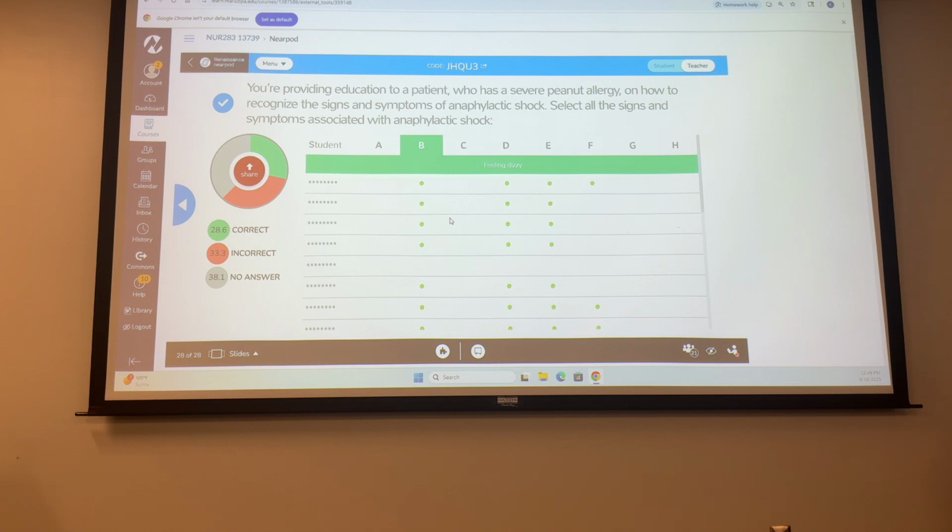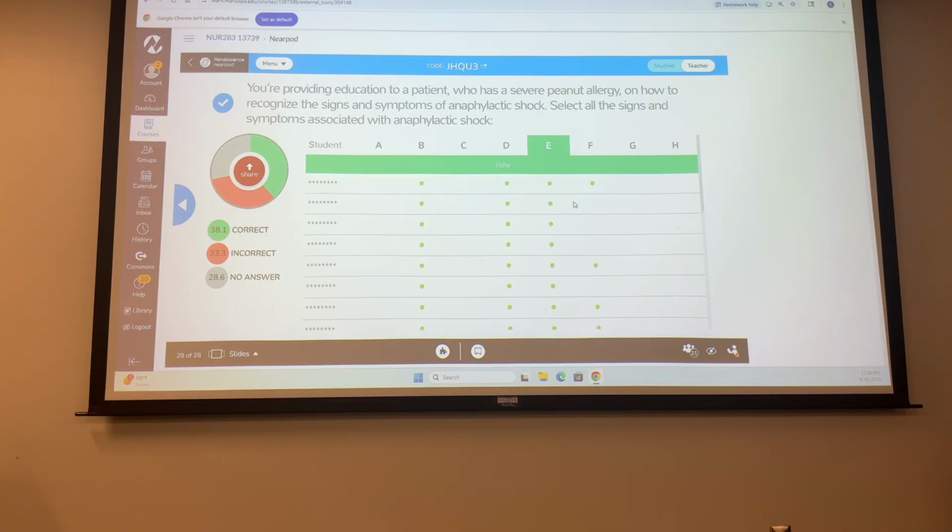Feeling dizzy, yes, absolutely. Oftentimes it's going to be one of the first signs. They're going to be like, I feel off, what's going on? And then things happen very quickly. It's very sudden. Hypertension, are they going to be hypertensive? No, they're going to be hypotensive, low blood pressure. Are they going to have dyspnea? You better believe it. They're going to have difficulty breathing.